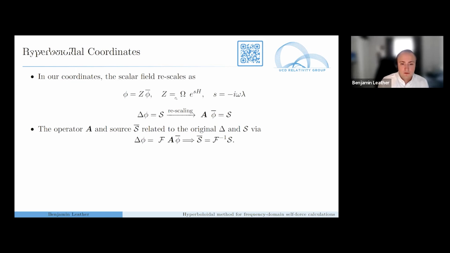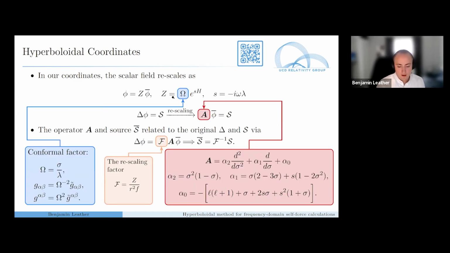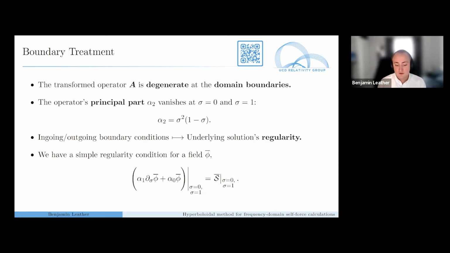So our new hyperboloidal field satisfies a new equation with a new differential operator. This differential operator, as you can see from this alpha 2 appearing here, is actually degenerate at the boundaries. It means at both boundaries, the principal part, the coefficient of the second order derivative term, will vanish, which means any regular solution to the differential equation will have the correct physical boundary conditions. Or put simply, the boundary conditions will follow directly from the differential equation, and you don't have to provide any data on the grid boundaries because there are no incoming characteristics to the numerical domain.